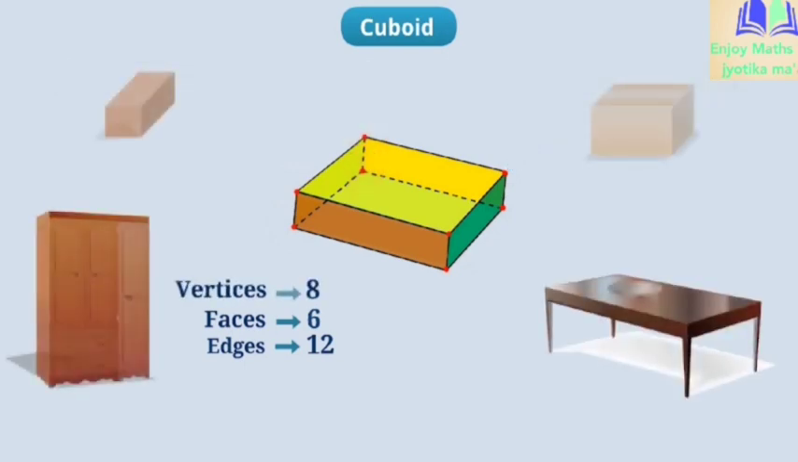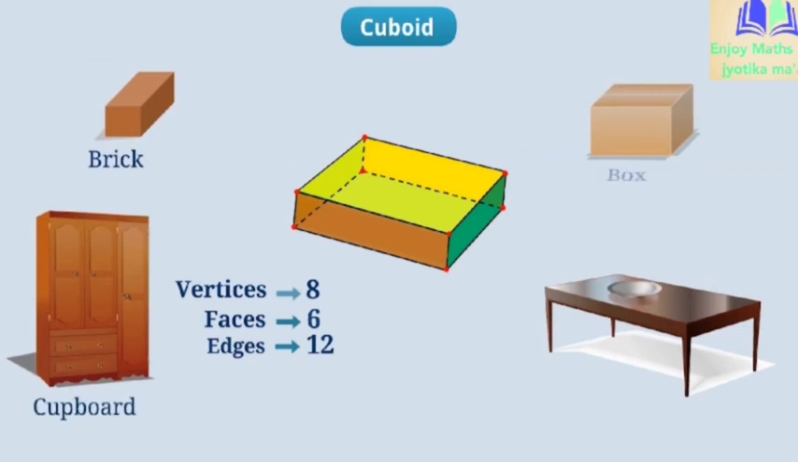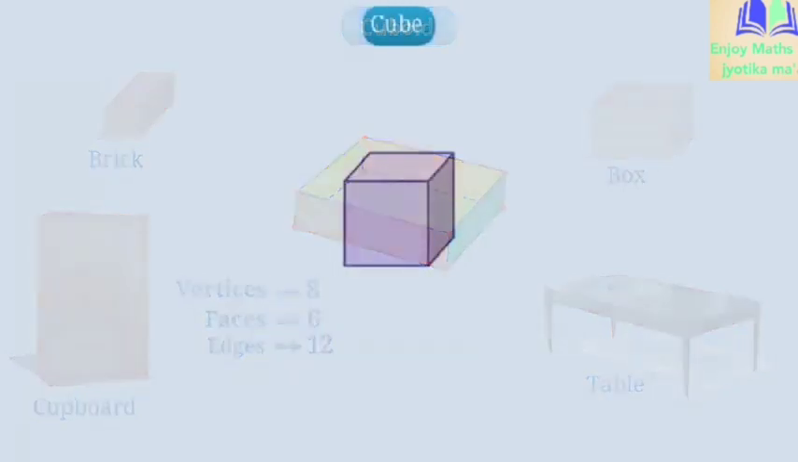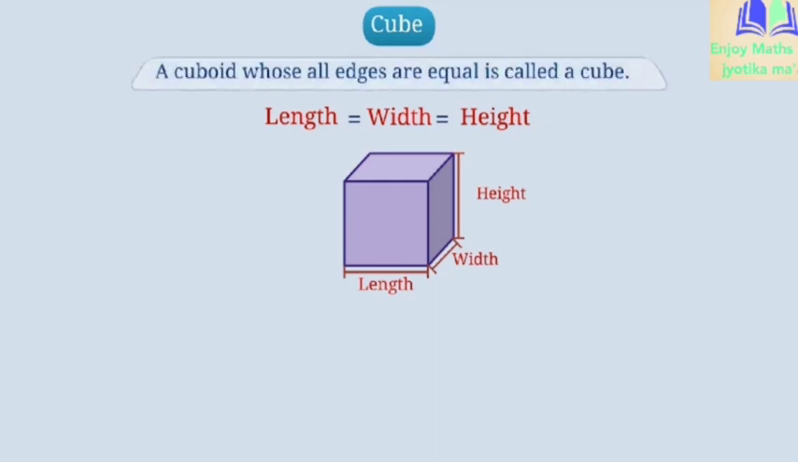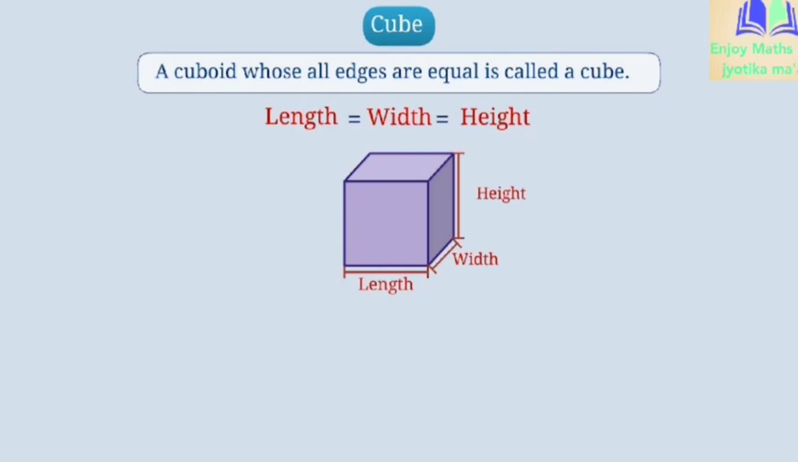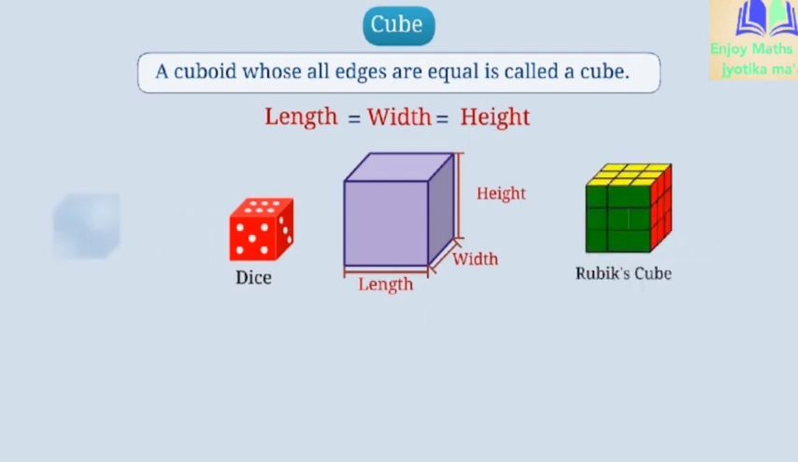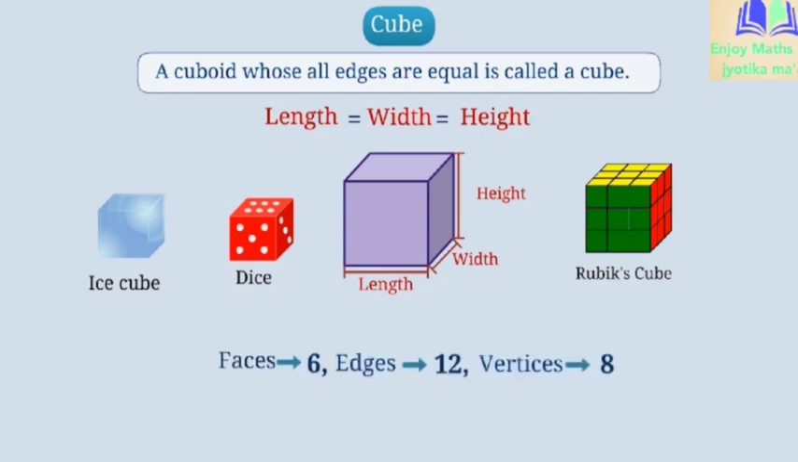The shape of a cuboid can be seen in a brick, cupboard, box and table. Try yourself to find some more objects of this shape. Now let us see what a cube is. If the length, width and height of a cuboid are equal, we get a cube. That is, a cuboid with all its sides equal is called a cube. For example, you must have used a dice to play. This is a cube. Similarly, we can see the Rubik's cube, ice cube, etc. are of cube shapes. Like the cuboid, the cube has 6 faces, 12 edges and 8 vertices.